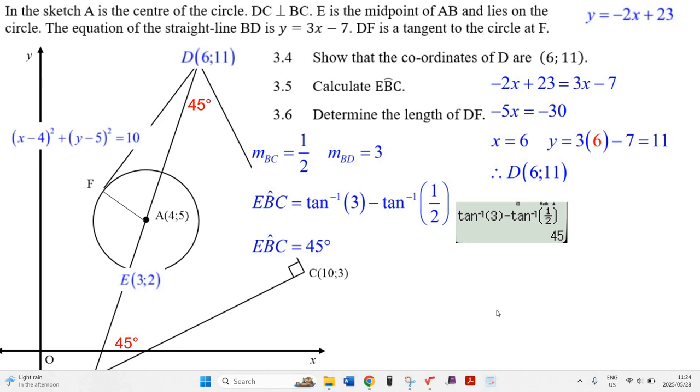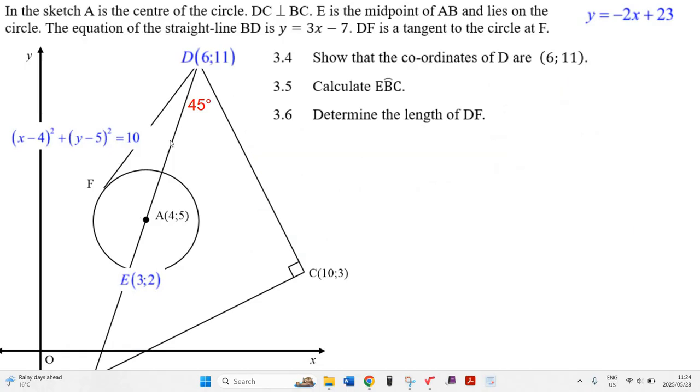Okay, let's try the next part of this analytical geometry thing. The first thing here: show that the coordinates of D are 6 and 11. That right up here, show that that point is 6 and 11. Well, I didn't get it right away. Oops. But this is what I thought of.